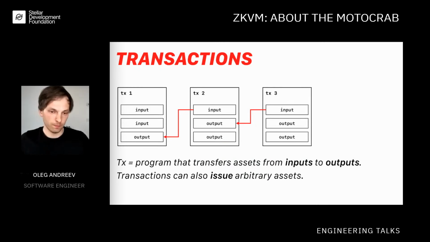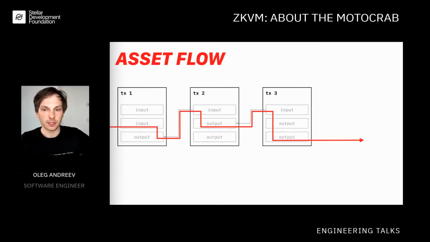So to kind of explain this better, this is the quick overview of the data model in ZkVM. So you have transactions, and transactions are objects, these little files that transfer assets from inputs to outputs. And they can also issue arbitrary assets because it's a multi-asset environment, right? Just like Stellar. So this is how the asset flows from inputs to outputs.